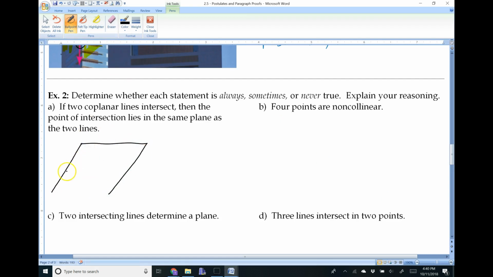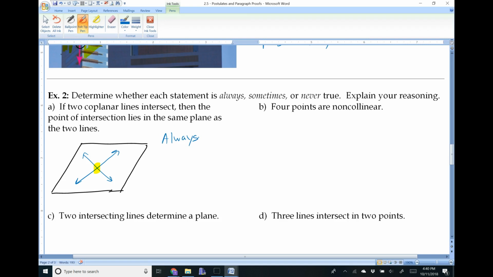Okay. And say in this plane, there are two lines that intersect. Okay? If two coplanar lines intersect, then the point of intersection lies in that same plane. Think about that. If you got two lines that are on the same piece of paper, do you think their intersection is going to be on that piece of paper still? If you said yeah, then you are correct. This point of intersection, since those two lines are on the piece of paper, that means that their intersection will also be on that paper. Okay? So this is always. It's always going to be on this piece of paper.